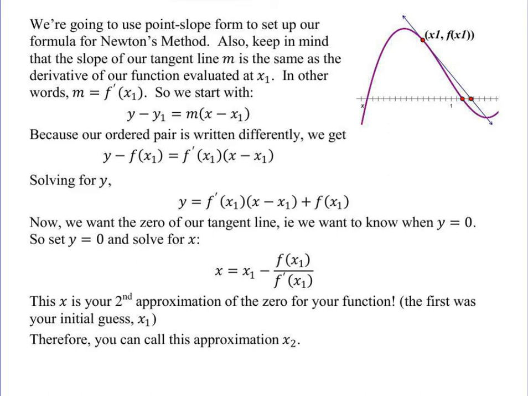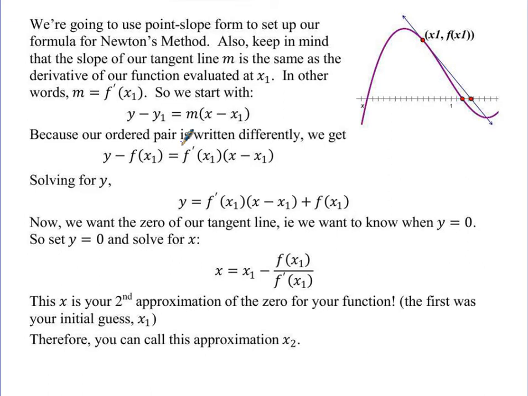So here is Newton's method sort of developed for you. Use point-slope form to set up your formula for Newton's method. We know point-slope form is y minus y1 equals m times x minus x1. Then, keep in mind that the slope of the tangent line, so this right here, is the same as the derivative of our function evaluated at the point that you picked, okay? So this m is actually going to turn into f prime at x1, that first x value that we picked. So right away we turn that m into f prime at x1.